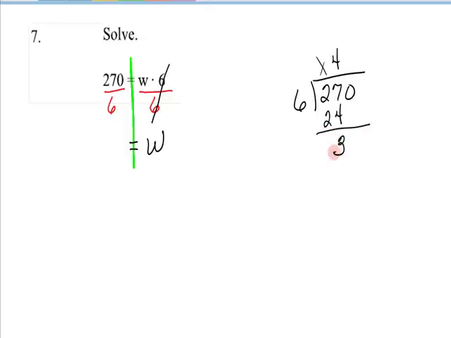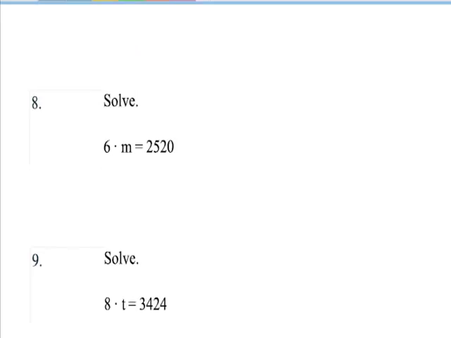So subtract, get a 3, bring down the next one. Oh, well, speaking of 30, 6 goes into 30 5 times. 5 times 6 is 30. Subtract, remainder 0. My answer is 45. I think we've just got a couple more.